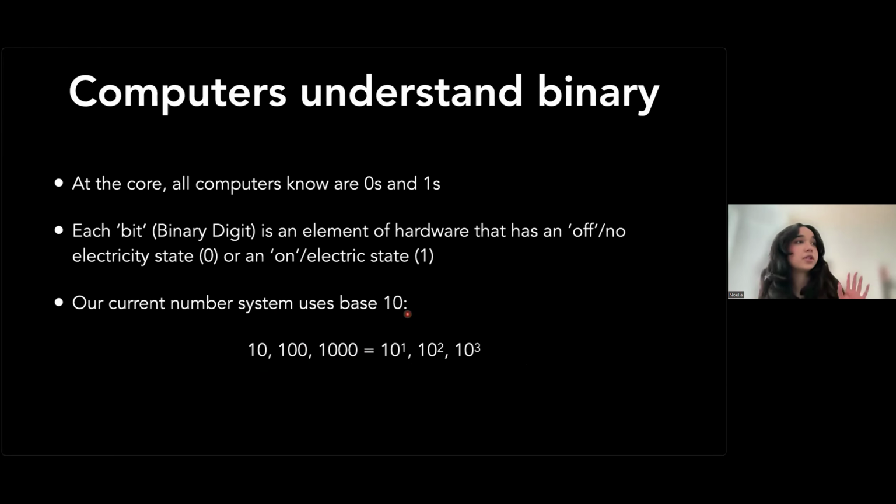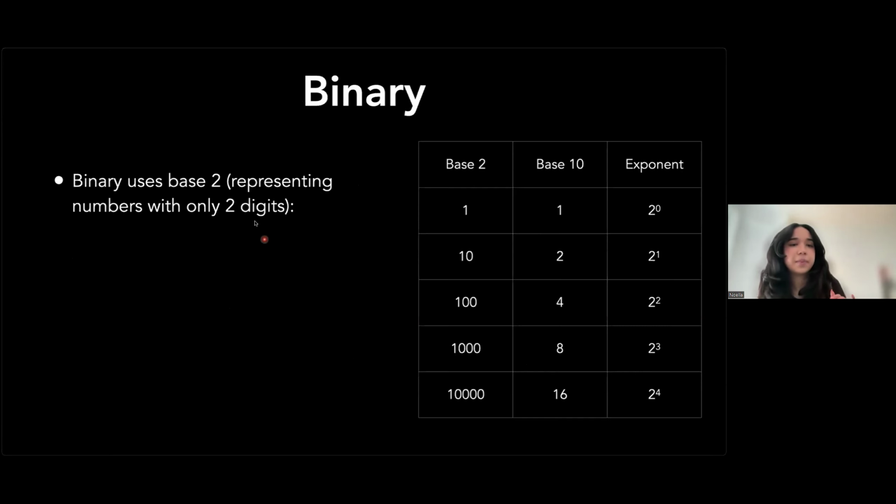Now, with computers in binary, we use base 2. So we represent numbers with only two digits, 0 and 1. And as you can see in this table right here, I've put the binary or base 2 and then the base 10 or our current number system representations. And you can see for every extra digit that we add in binary, it corresponds to an increasing power of 2.